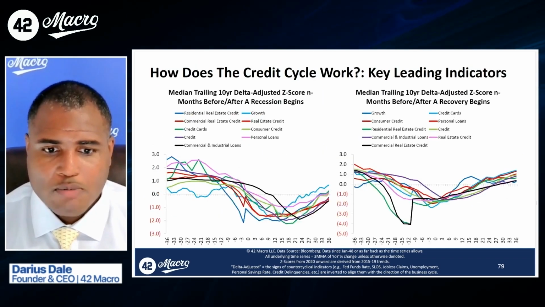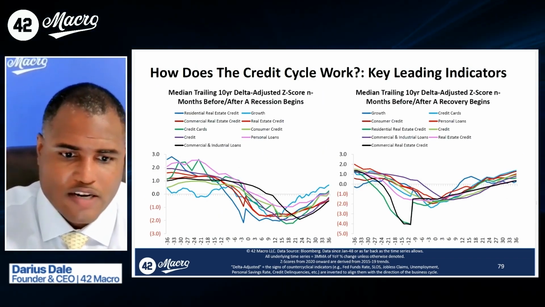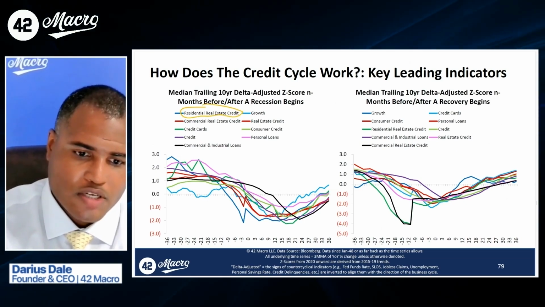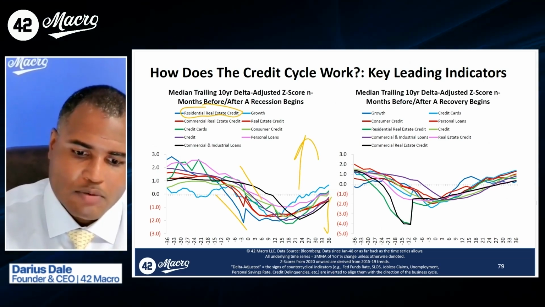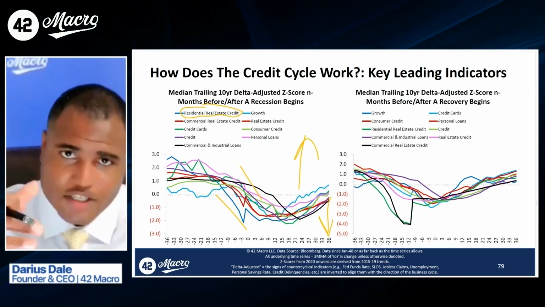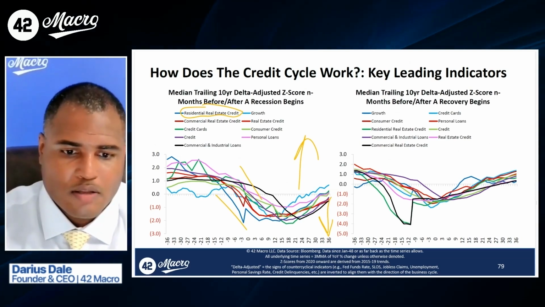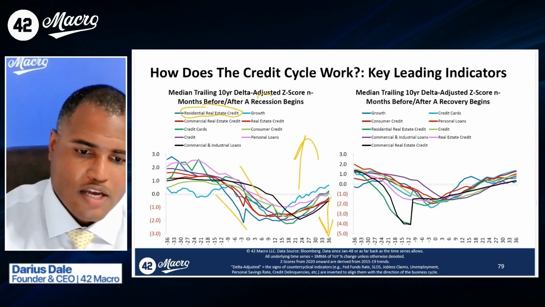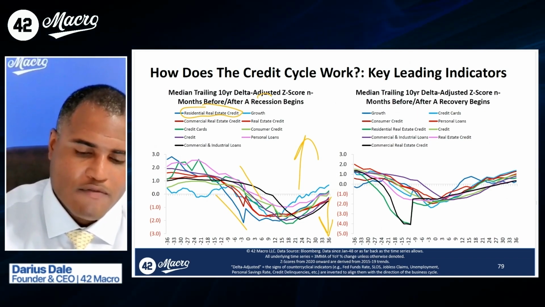So getting back to the broader business cycle, how does the credit cycle work? These are the key leading indicators of the credit cycle. So first, residential real estate credit breaks down in delinquency terms. Again, these are all delta adjusted. So obviously delinquencies going up is bad, delinquency going down is good, but they're all delta adjusted to make the chart make sense in the context of reviewing it as an investor in the business cycle context. And so first what happens is residential real estate credit delinquencies break out, i.e. they break down in terms of what they mean for the broader business cycle.